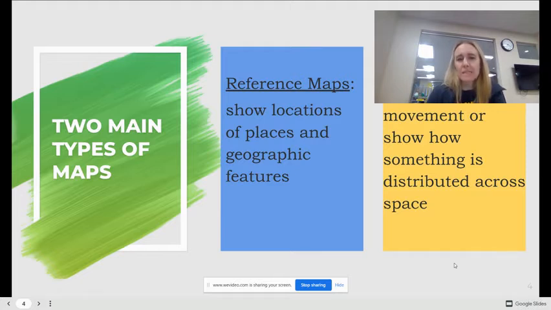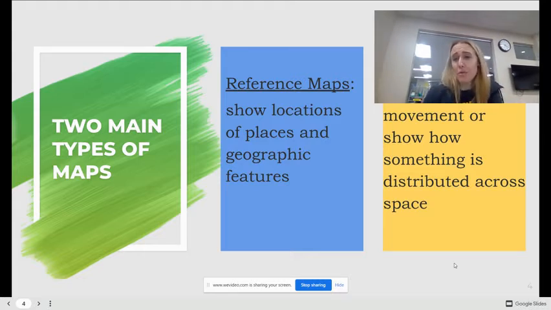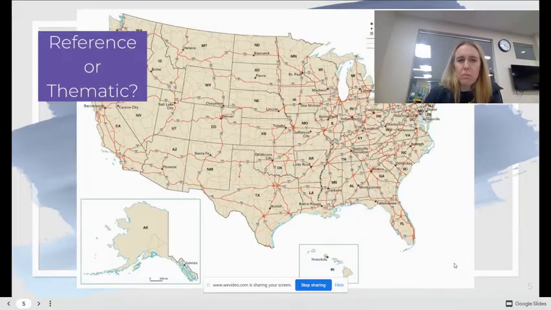Reference maps would also help us get from point A to point B. So when you open up your GPS on a phone, you are taking a look at a reference map. You are taking a look at streets, you're taking a look at different locations, you're trying to get from point A to point B. What we are going to spend more time looking at in human geography are thematic maps. And to me, thematic maps are the more fun types of maps. These are the types of maps that tell us stories, they show movement, or show how something is distributed across space.